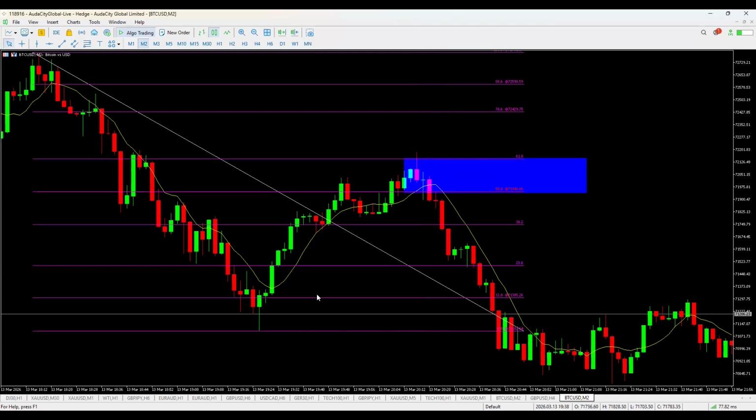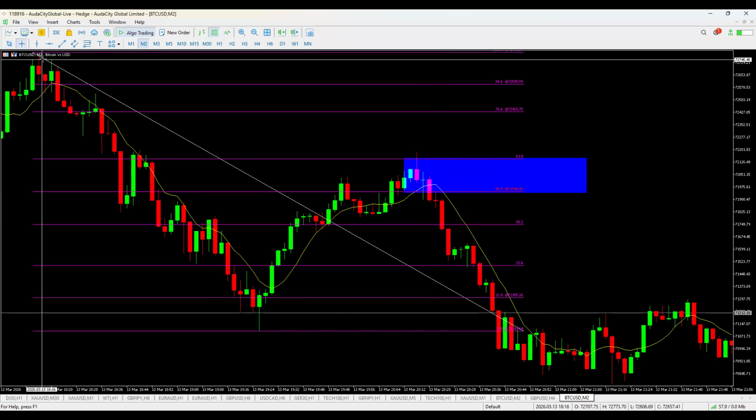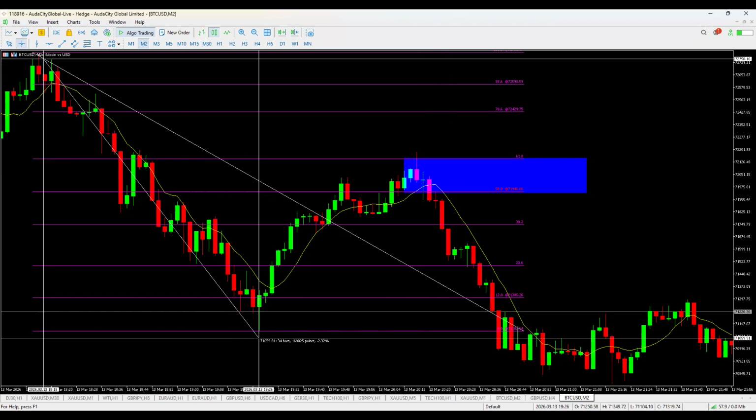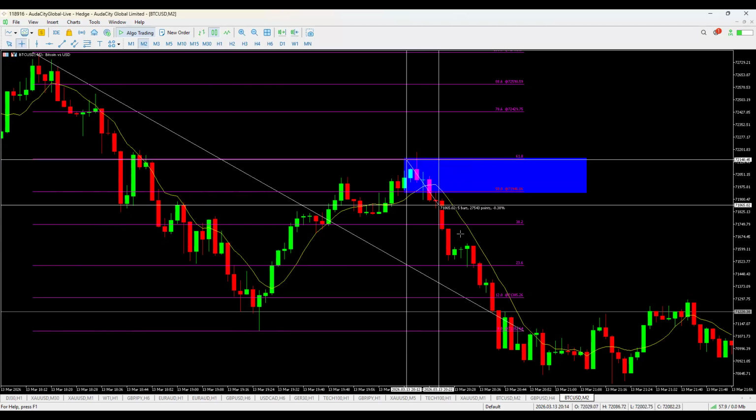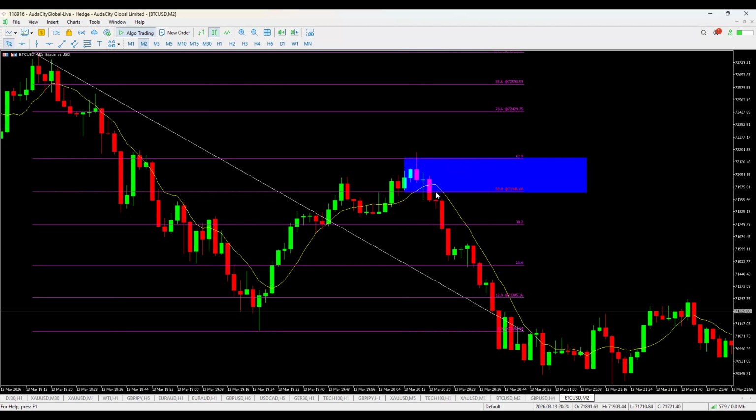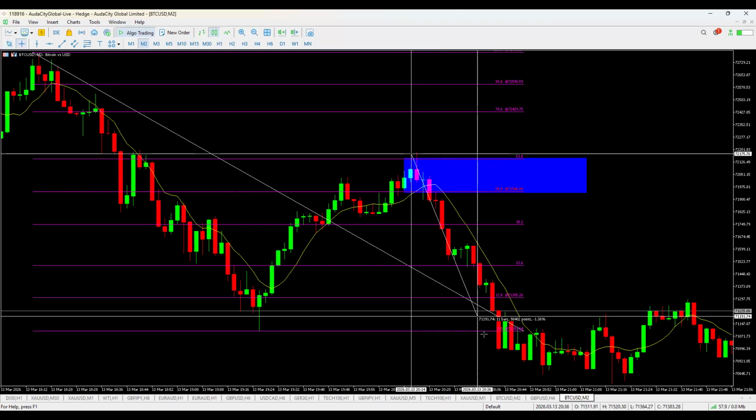And target the 100%, which is the swing low of this leg, A to B. So when you jump in here, you target here, or you just measure this. And if this is 200 pips, target 200 pips from the origin, not from your entry, but from the origin.